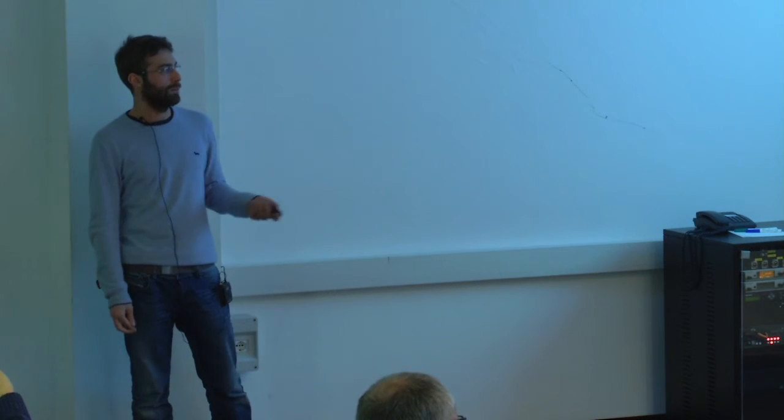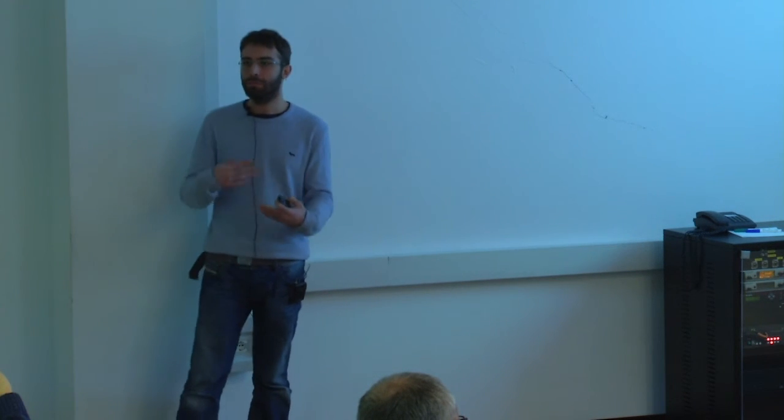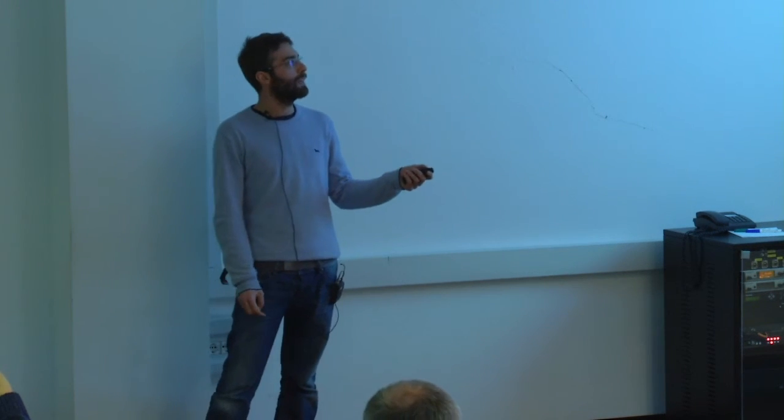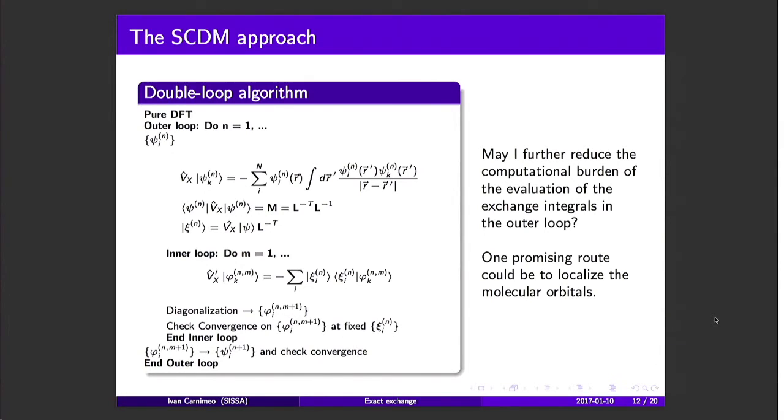So now we are trying to further improve the algorithm. So the point is, can we further optimize the evaluation of the exchange? Since the evaluation now is very efficient and fast, the problem is, if there is something that we can do in order to evaluate those integrals, because now this is the rate limiting step of the algorithm. So one possibility is to exploit some form of localization of the orbitals.